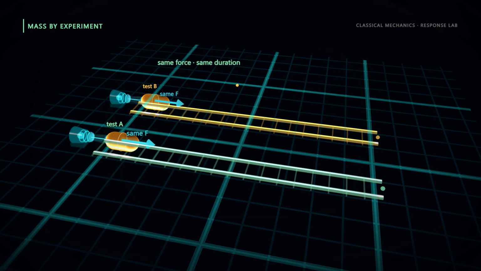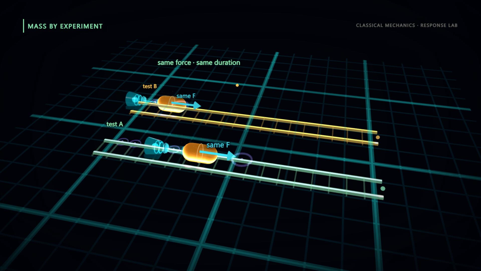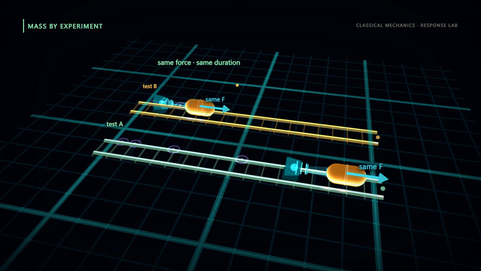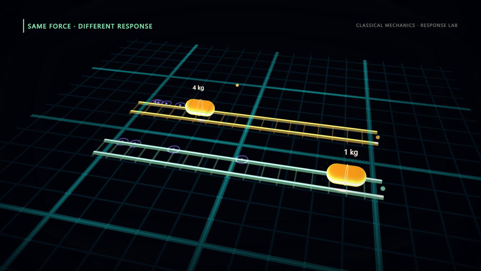Two identical pusher pulses grow together. At equal clock intervals, the first capsule gains velocity quickly, while the second gains it slowly. The same force produces more acceleration in the smaller mass and less acceleration in the larger mass. Only after motion reveals the difference do we label them 1 kilogram and 4 kilograms.